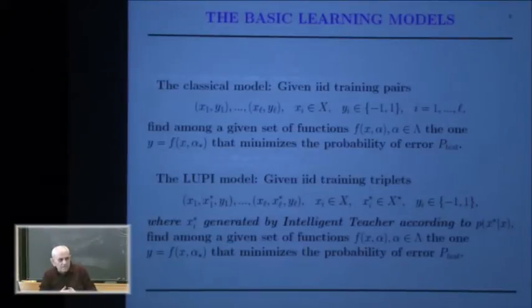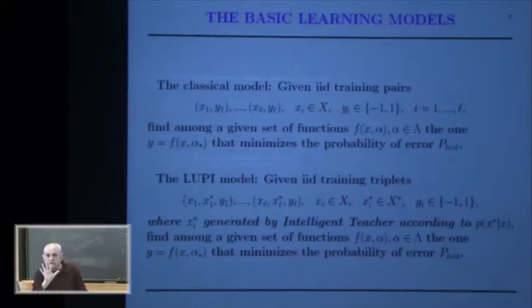Okay, but let me just ask, the space X star is the same space for all functions? X star is some other space. It has nothing to do with the function. It is a new space. You have a space of pixels, for example, when you would like to recognize.